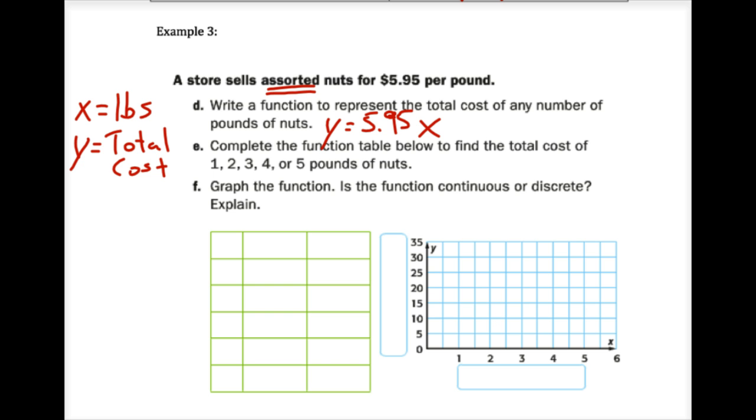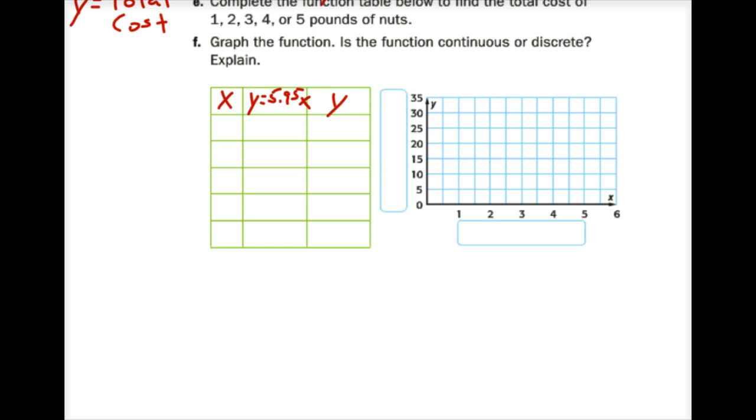So let's make a function table for 1, 2, 3, 4, 5 pounds. X, then Y equals 5.95 times X, and then our last column is Y. What are we going to need here, guys, to do this problem? Calculators. You've got decimals, so you gotta grab your calculators. We're going to do them all, so totally use your calculator here.